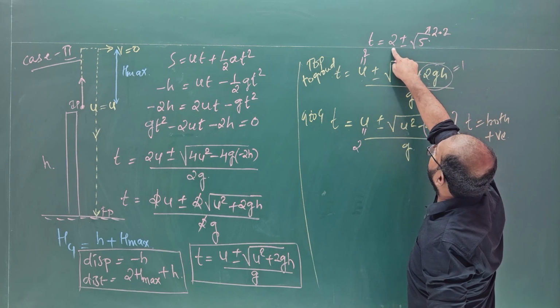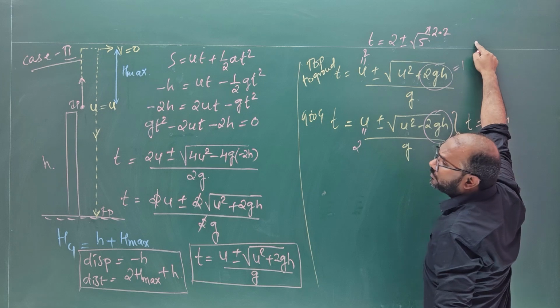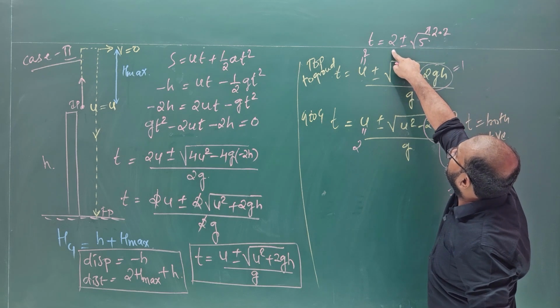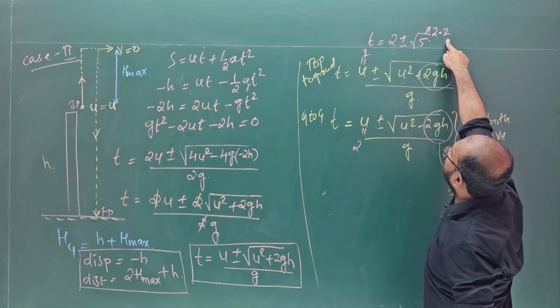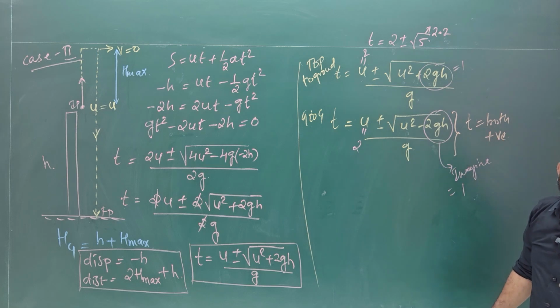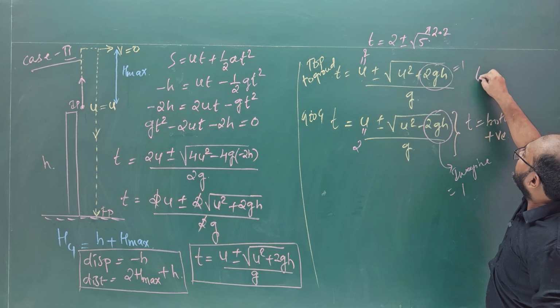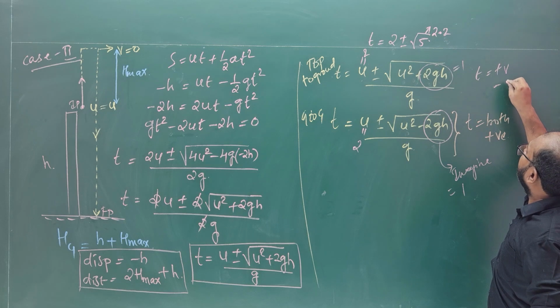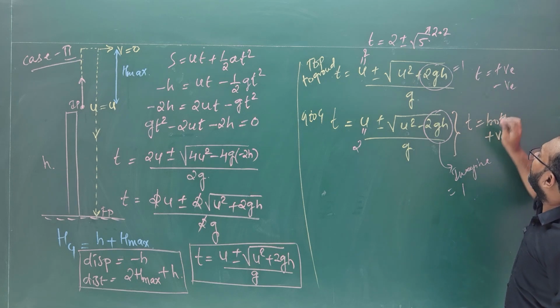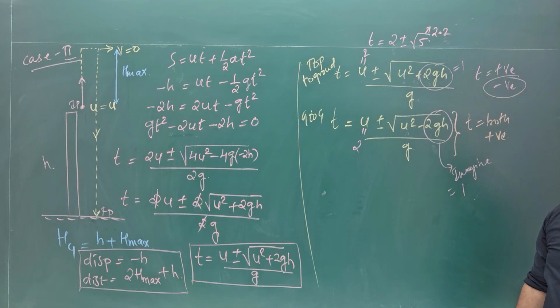Then can I say that 2 plus 2.2 is nothing but 4.2? And the next value is 2 minus 2.2. It becomes negative 0.2. Can time be negative? No. So in this one, you will have T as 1 positive and 1 negative. Always neglect the negative one.